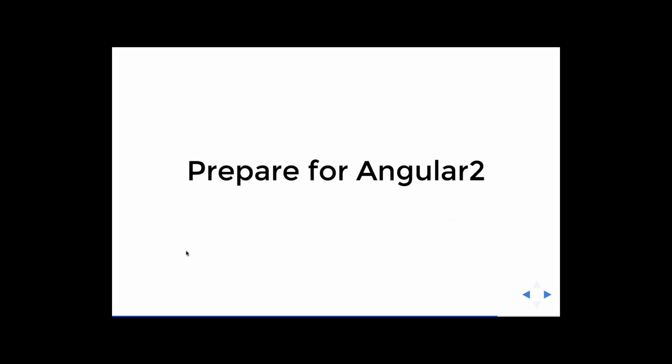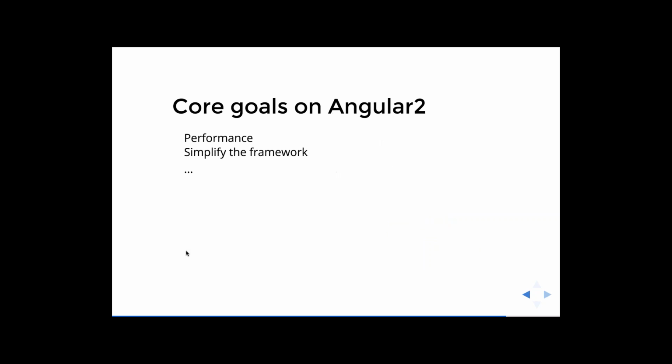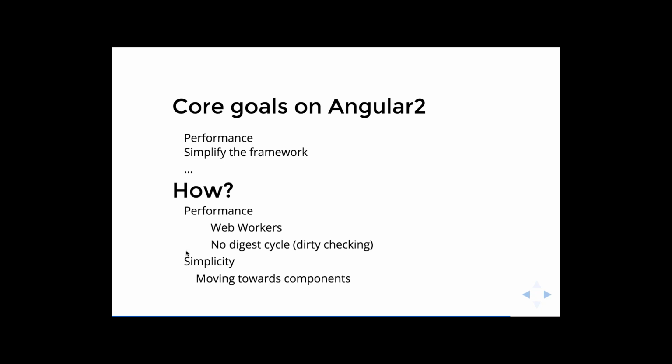And then the last is why this is important for Angular 2. Angular 2 has some core goals, and these are, among many others, performance and simplifying the framework. How do they want to achieve this performance? They claim that they want to be the fastest JavaScript framework of all of them. They want to do that by removing the digest cycle. It's going to be very interesting how this is going to happen. Most probably the two-way binding is not going to happen.